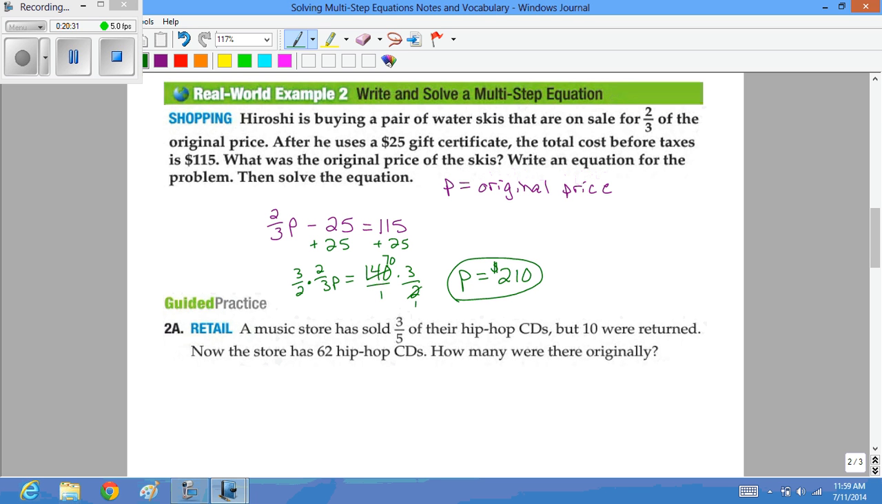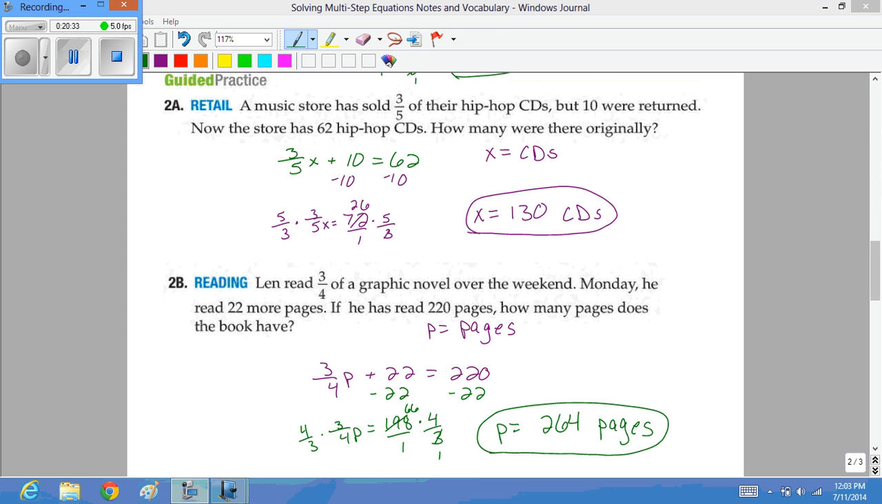All right, go ahead and try guided practice 2A. Okay, translating 2A into an equation, it says 3/5 of the CDs. So I did 3/5 of X because X equals my CDs. They had, but then 10 more were returned to them. So I have to add 10 onto that. Don't subtract it, add it, because it was added into the collection that they had. Okay, now the store has 62, so that has is my equal sign, and then I can go from there.